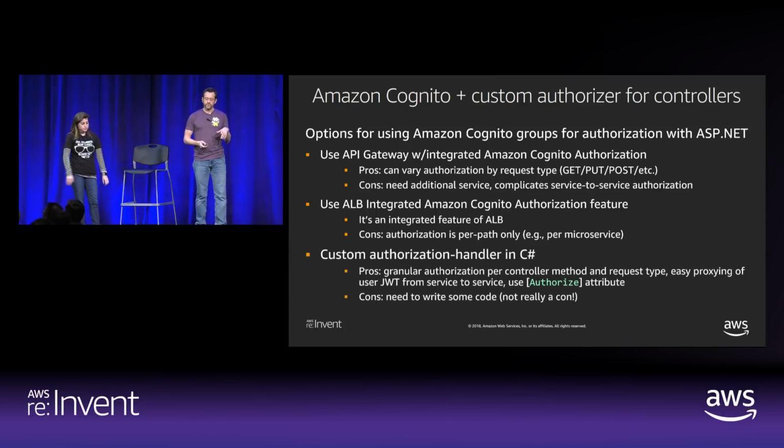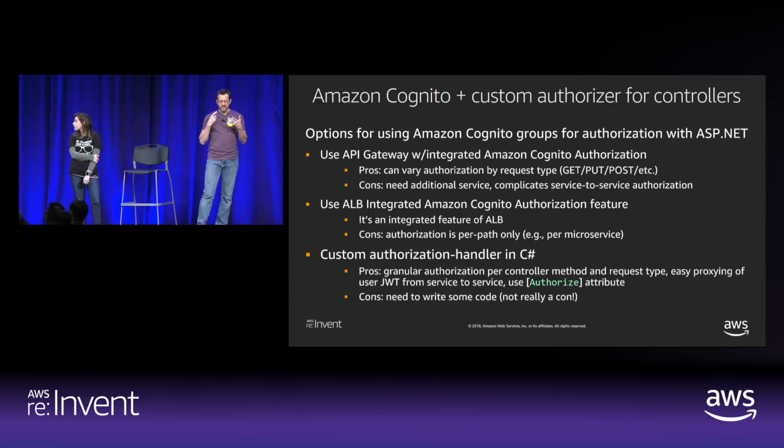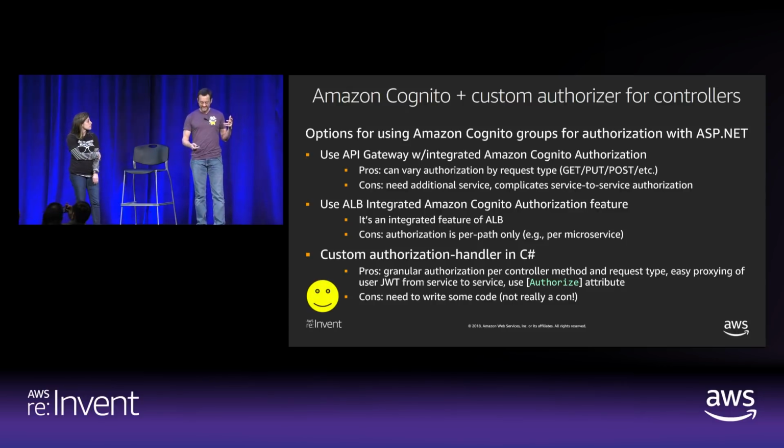The last option was to do this with a custom authorization handler in C#. The pros are you can do everything that I want to do. You can be as granular as you want. I can use different groups and put them on different methods or mix and match. So it's very granular. The con might be that you need to write some code, but if you're a developer, maybe that's not really a con. And it turns out it's not a lot of code anyway.